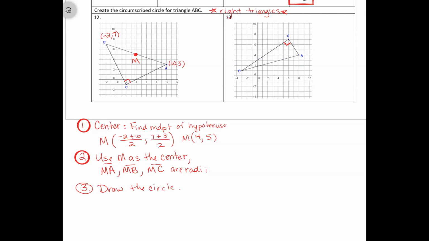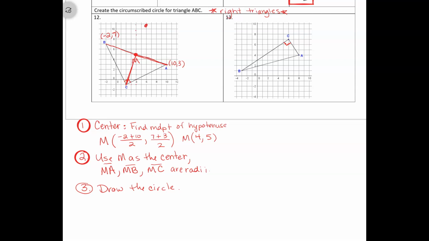Now again, I don't expect this to be perfect, but we need to know what we're doing. MA, MB, and MC are all radii. So the first thing I'm going to do is count 1, 2, 3, 4, 5, 6 down, 2 over. So that's going to be the other side of my circle here.